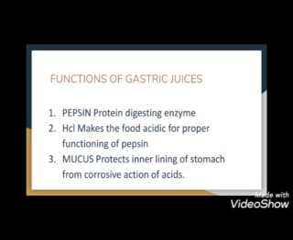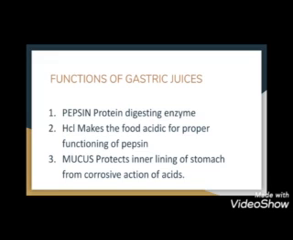Okay, now let us list out what are the gastric juices and what are the functions. Number 1, pepsin. From the name itself, you can understand it is a protein digesting enzyme. So this protein digesting enzyme will break down the proteins into peptones and proteoses. Number 2, HCl. From the name itself, you can understand that is an acid, hydrochloric acid. HCl makes the food acidic for proper functioning of pepsin. So this pepsin will function only in the presence of this HCl.